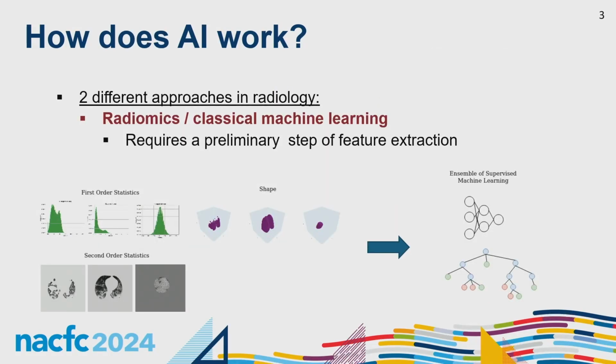For image analysis, we have two different approaches that we can use. The first one is called radiomics, and it's based on classical machine learning methods. It's also what we call textual analysis. So radiomics, in fact, requires a preliminary step of feature extraction, which is very important.